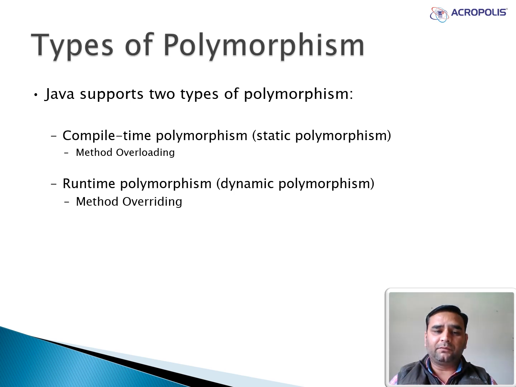The second type of polymorphism is runtime polymorphism. As opposed to compile time polymorphism, when the call to a function or a method is resolved at the time of running of a program, then it is called runtime polymorphism. And method overriding is a mechanism by which we can implement runtime polymorphism. Runtime polymorphism is also called dynamic polymorphism because it can change at the runtime of the program, and static polymorphism cannot be changed at runtime. Once it is fixed, it cannot be changed. So these are the two different types of polymorphism that Java supports.